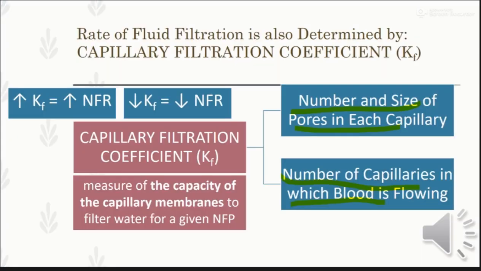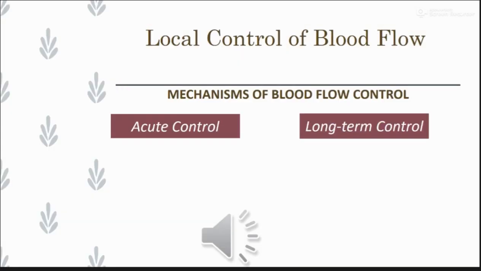Okay, so yan lang yun, guys. Let's go now to the local control of blood flow. We have acute muna and then long term, okay? It is a fundamental principle kasi ng circulatory system, kasi most tissues, they have the ability to control yung own local blood flow nila, okay? In relation sa specific metabolic needs.